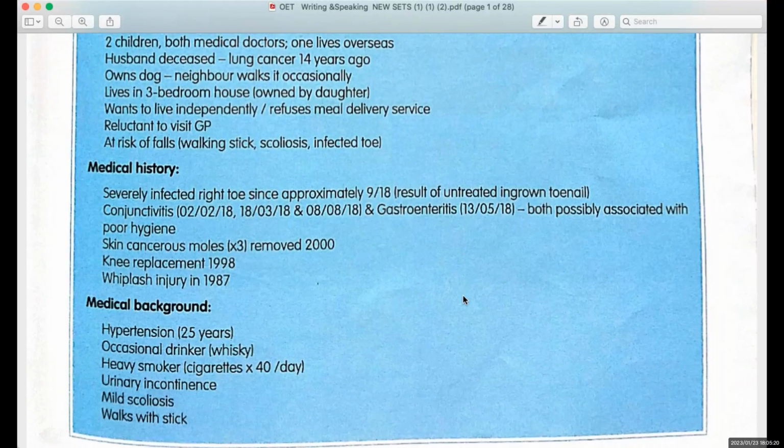Medical history: severely infected right toe, approximately since 9/18. That means September 18th. Result of untreated ingrown toenail. Then we have conjunctivitis, three occasions, that is, three times when the patient had conjunctivitis. We do not need to give the details of when it happened. But if you are writing to an ophthalmologist or eye doctor, then of course you need to tell, okay, this one happened. But just knowing that it happened on three occasions is already enough for us. She also had gastroenteritis once, both possibly associated with poor hygiene. That means she doesn't live clean.